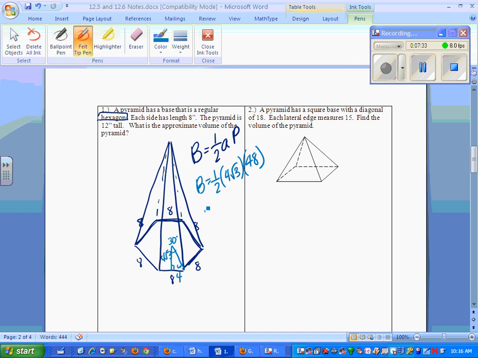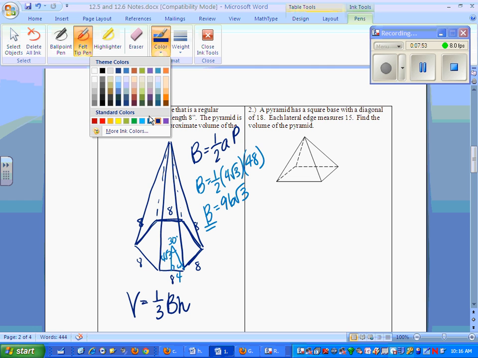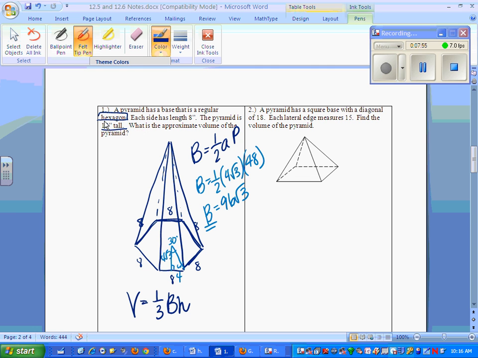Okay, so our base is going to be 96√3. Okay, that's our area of the base. Remember the volume formula is 1/3 area of the base times the height. And we have a pyramid that is 12 inches tall. So I'm going to go ahead and draw in the height. Okay, this is 12 inches tall.